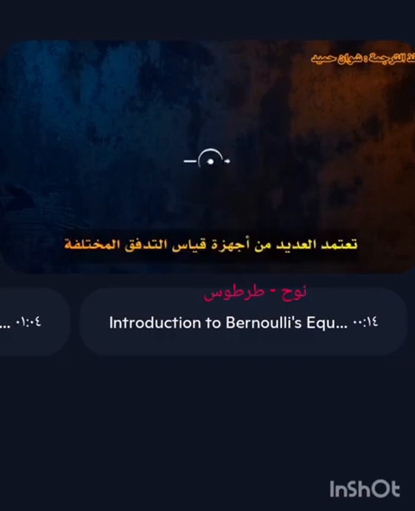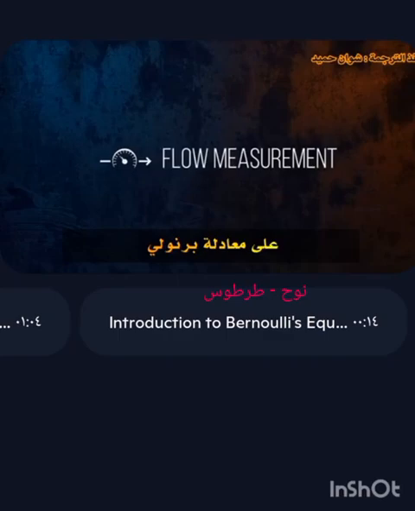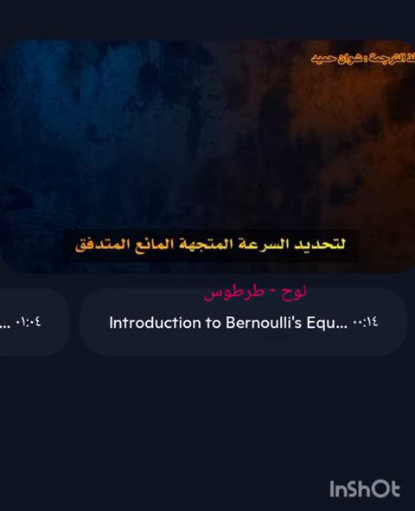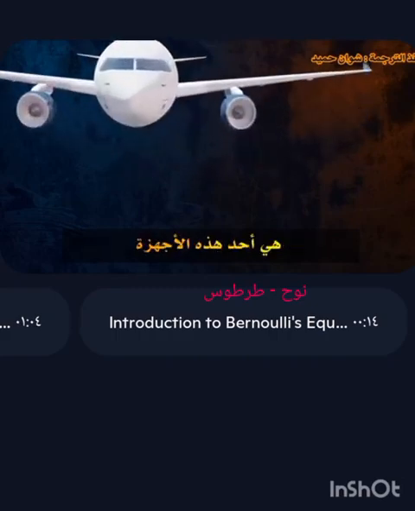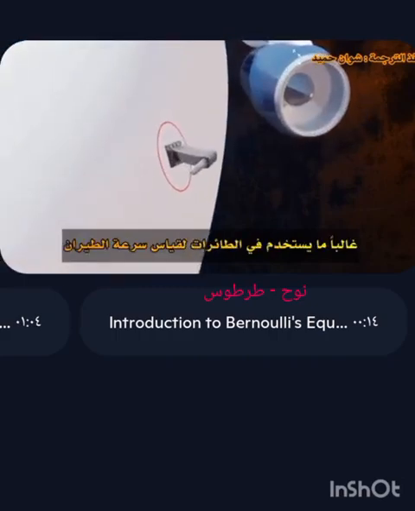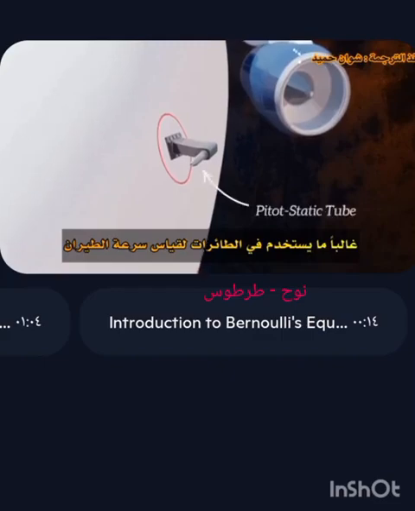Several different flow measurement devices rely on Bernoulli's equation to determine the velocity of a flowing fluid. The pitot-static tube is one such device. It's often used in aircraft to measure airspeed.